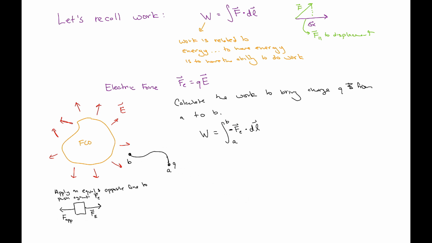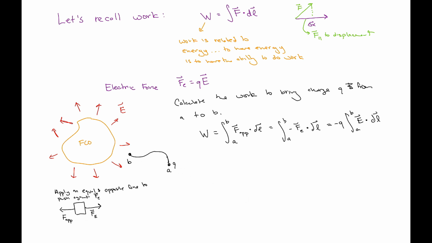Let me write this a little bit clearer. This is going to be F applied dot dl, and that F applied is the negative of the electric force dot dl. Then I can go a little bit further and pull that negative sign out, and a Q, and this is going to be equal to the electric field dotted with my line.